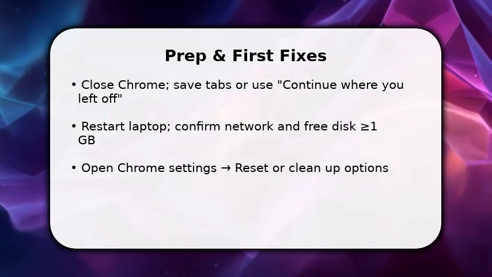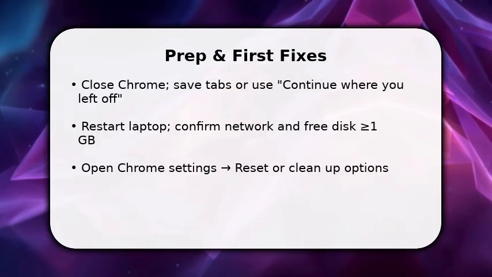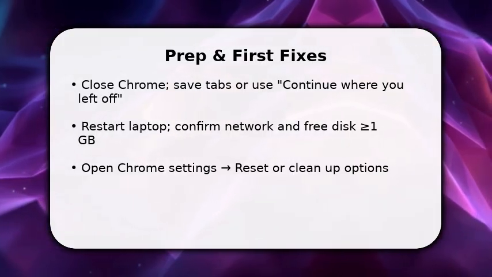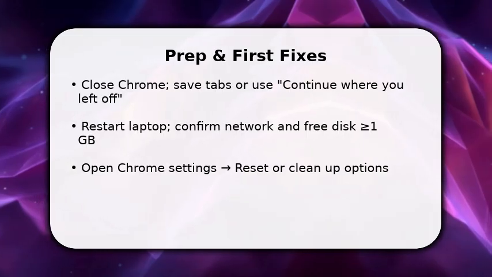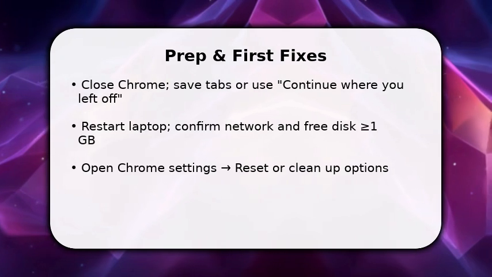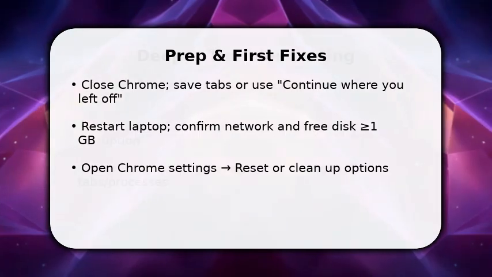Now open Chrome, go straight to Settings, and use the Reset or Cleanup option to remove misbehaving extensions or corrupted settings. Make sure to sign into your Google profile so bookmarks and passwords stay synced while you reset the browser state. You should now disable all extensions and then enable them one by one to identify the offender.